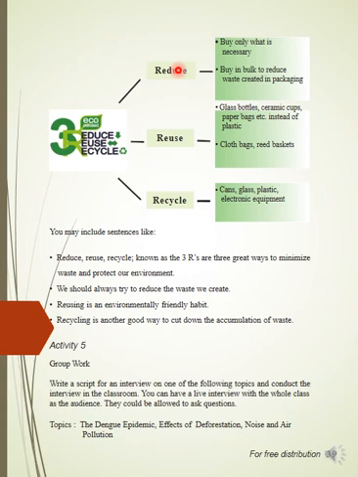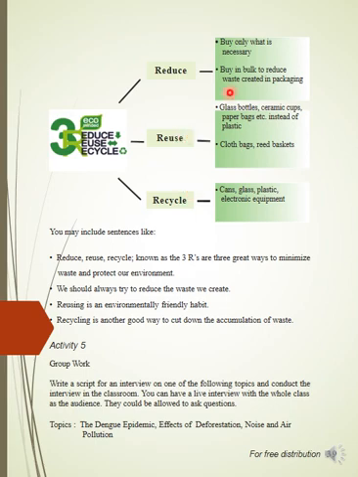Now see, children, the first step they have given: reduce. I explained earlier, reduce, minimize by only what is necessary. We had to buy the essential things only. It means needed things. Buy in bulk to reduce waste created in packaging. We had to buy things at once. And reuse, recycle.